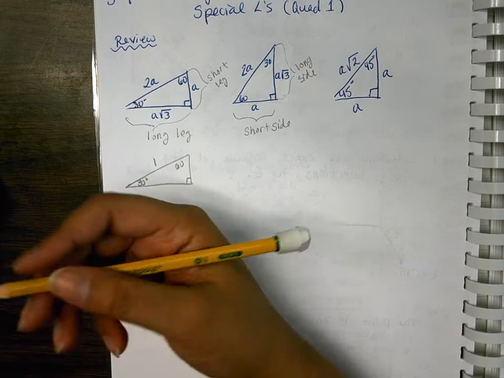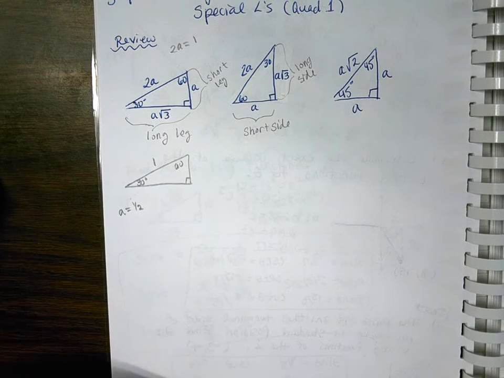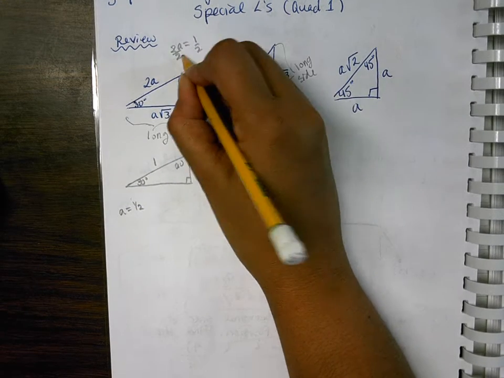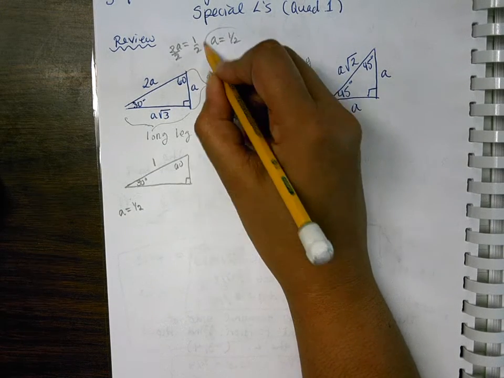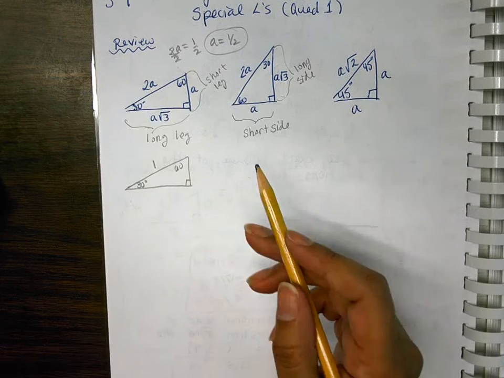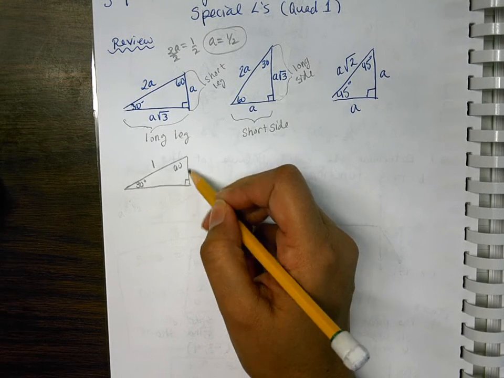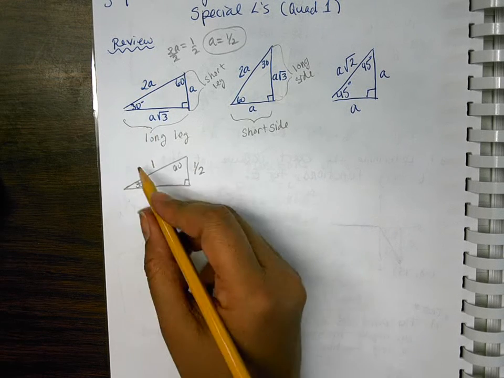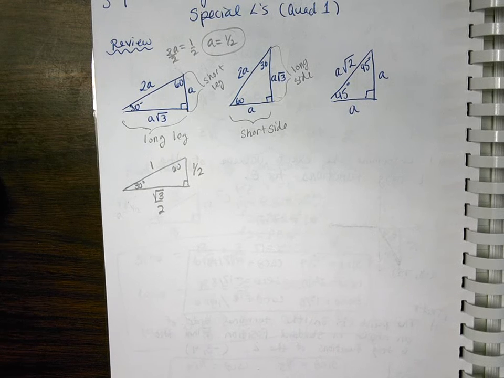Now if you couldn't do that in your head, you would do this. 2A equals, we want it to equal 1, and what do we divide both sides by? 2, and do we get A is 1/2? Yes or no? All right, if A is 1/2, then that goes here on the short side. So this is 1. What am I going to put here on the short side? 1/2. And 1/2 times root 3 would be root 3 over 2. Ring a bell? You guys remember this?